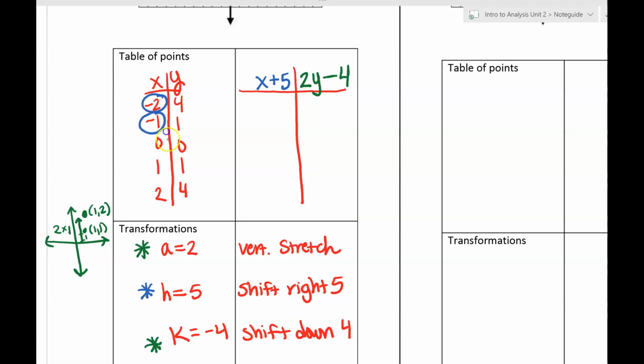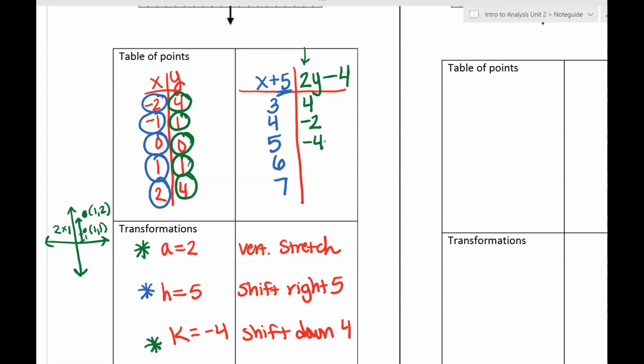We need to take each of these x's individually and shift them right 5 by adding 5 to that x coordinate. So -2 plus 5, -1 plus 5, 0 plus 5, 1 plus 5, and 2 plus 5. Now for my y-coordinates, to adjust their vertical distance, I need to take each one of these y-coordinates individually, and I need to double and then subtract 4 from them. So that would be 2 times 4, which is 8 minus 4, 2 times 1, which is 2 minus 4, 0 times 2, which is 0 minus 4, and then just repeating the values that I just did.